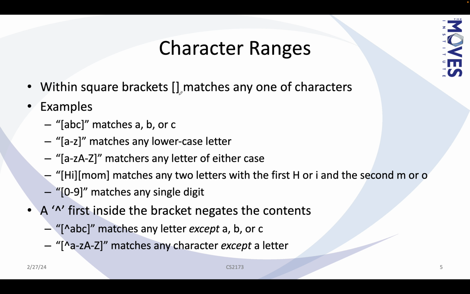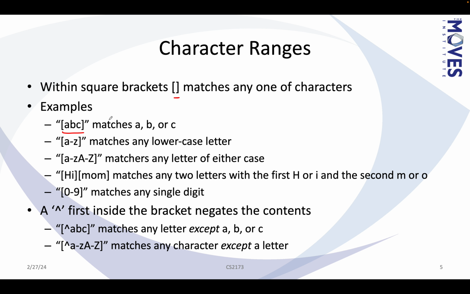Okay, the second thing: the square brackets. This allows us to give a choice. If I put A, B, and C in brackets like this, then this will match one of those. Exactly. So this will match A, it will match B, it will match C, but it won't match D or 6 or anything else.